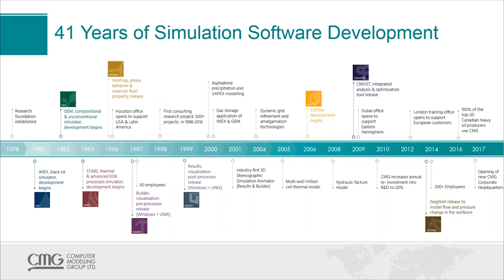CMG has been around for over 40 years. We started as a research foundation at the University of Calgary in 1978. A couple years later, we released our first simulator IMEX, followed by GEM and STARS. In the 1990s, we released WinProp, our fluid phase behavior modeling simulator, and Builder and Results, which are our pre- and post-processor visualization software. As technology advanced, we continue to work hard and develop these technologies into our software, as evident of our hydraulic fracture modeling in 2008, and CMOST AI, which is our semi-automated history match and optimization tool. As of 2016, 100% of the top 20 Canadian heavy oil producers use CMG in their projects.